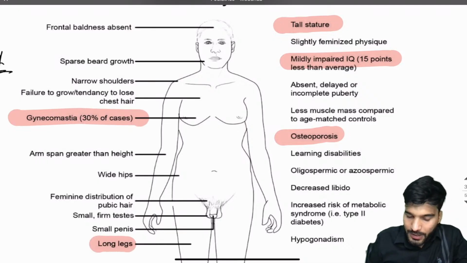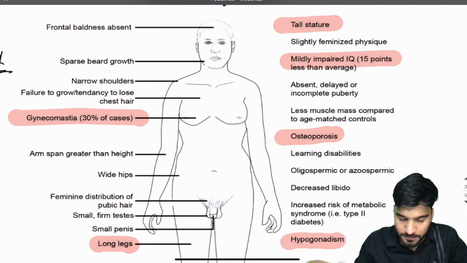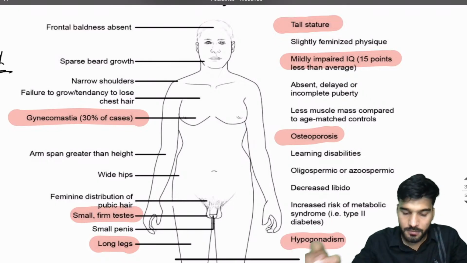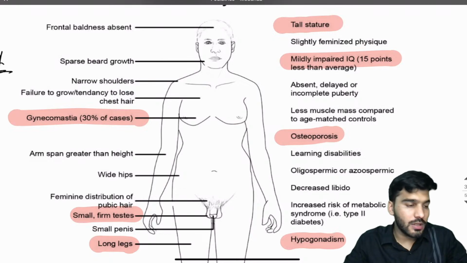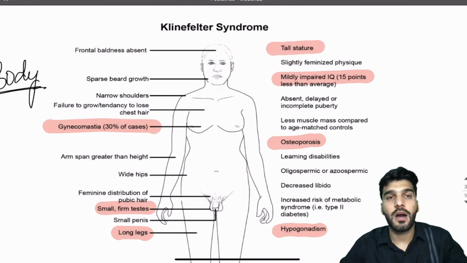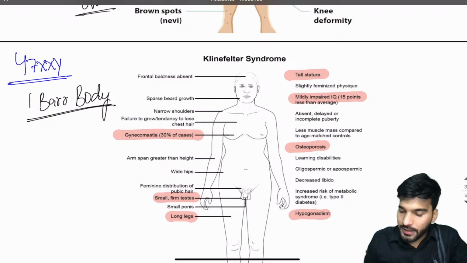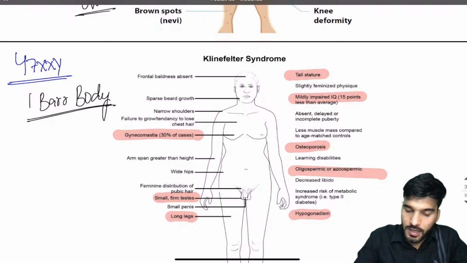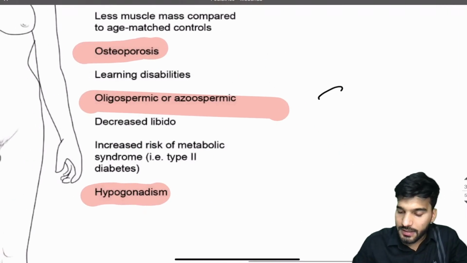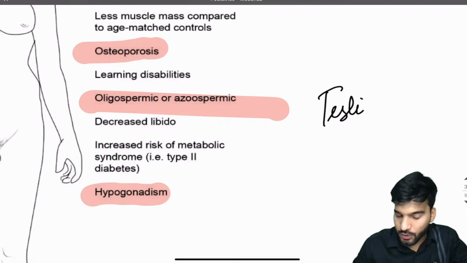Long legs, azoospermia or hypogonadism. There are small and firm testes. All these features are of what? Klinefelter syndrome. All features of Klinefelter syndrome. They will mention azoospermia in the question, and that is due to testicular atrophy.